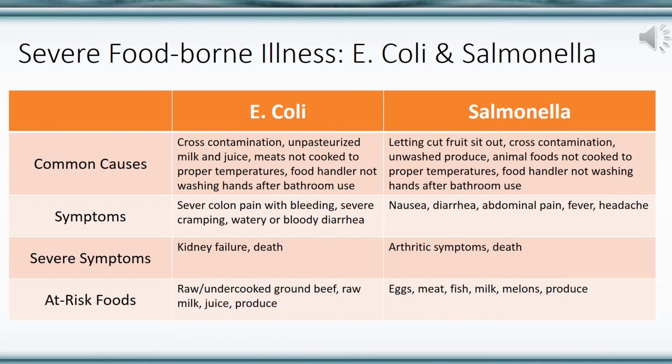E. coli and Salmonella are 2 of the most severe food-borne illnesses that we know of. Now, between the 2, E. coli is typically related to slightly more severe gastrointestinal complications. Gastrointestinal, gastro means stomach, intestine means the intestines, so the connection between the stomach and the intestines. And these complications related to E. coli include blood in stools.